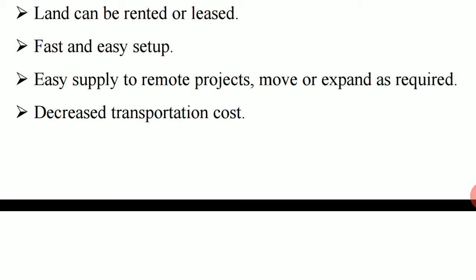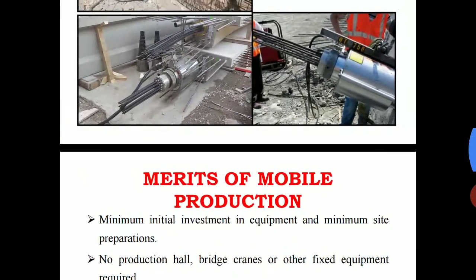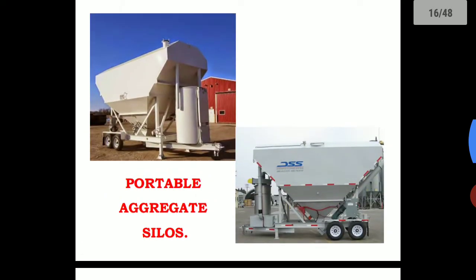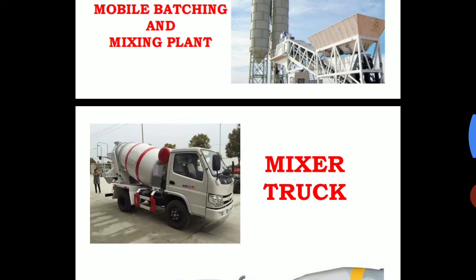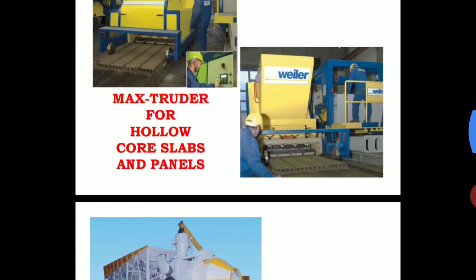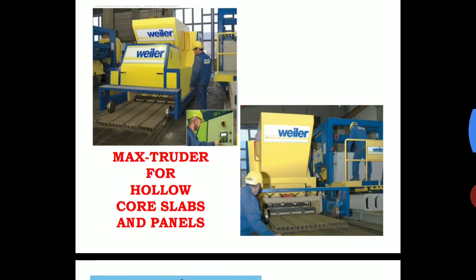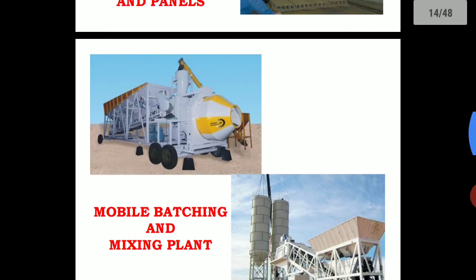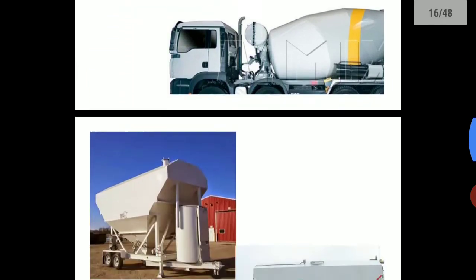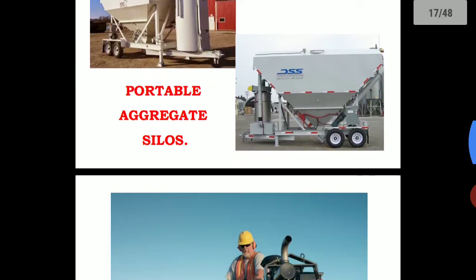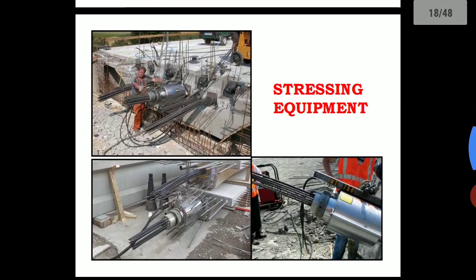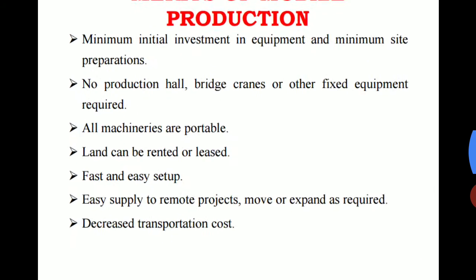so that availability and requirement can be met by using this mobile production, because everything which is stored in a particular equipment, you have seen all the parts, such as you can see here these portable aggregate silos, this mixer truck, so everything comes under mobile production, right? So once you have transported this to the remote areas, that work can be easily completed, right?